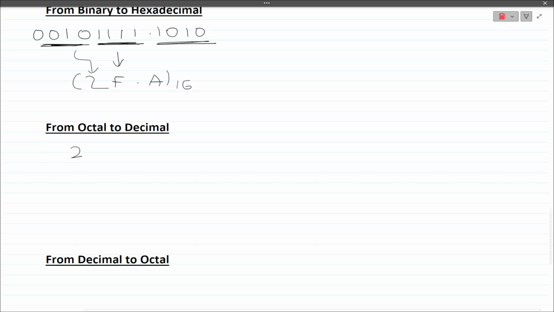So let me take the same question, 25.4. Now I need to think how to convert octal to decimal. Let's first deal with the non-decimal part. How were we converting? Do you remember? This I will be taking 0. This I will be taking 1. Then 8 to the power 0 into 5 plus 8 to the power 1 into 2.